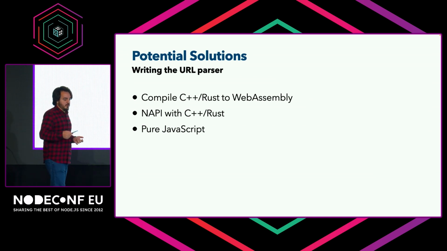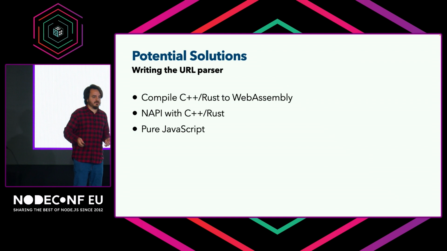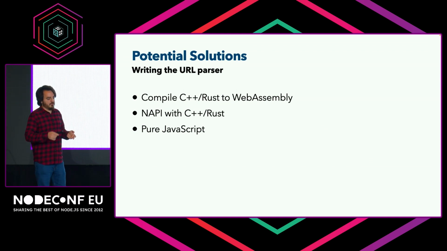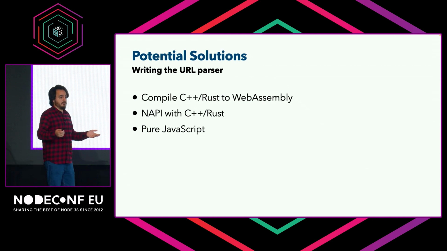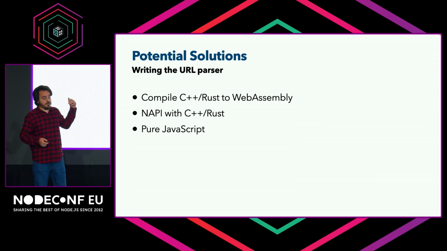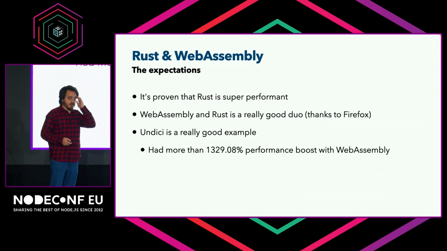So what are the potential solutions? We can compile C, C++, or Rust to WebAssembly, implement our own URL parser in there, or we can use Node API, or we can just use pure JavaScript. I'm not going to talk about Node API today. I'm going to talk about WebAssembly and the pure JavaScript implementation.